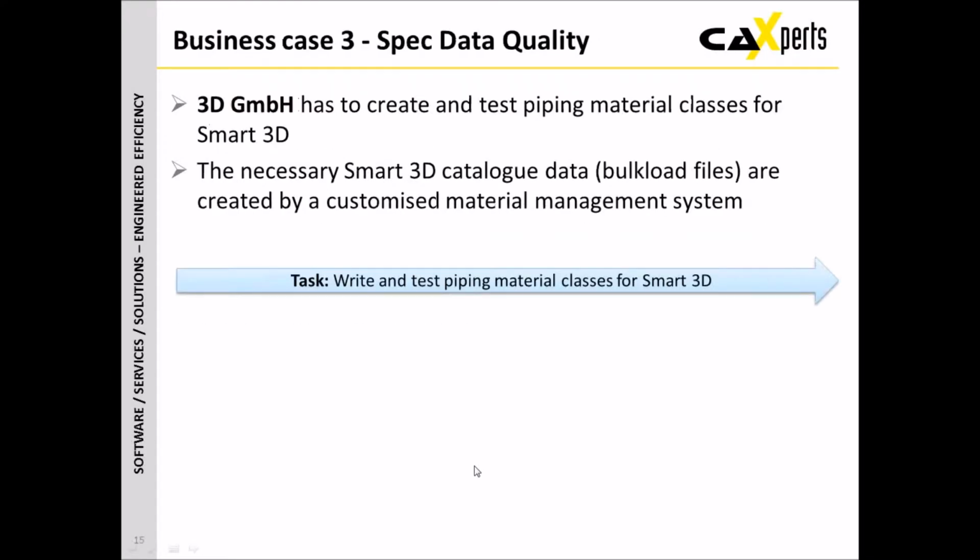Okay, so we did say it was going to be very quick, so as you can see we're flying over this. The next business case is really around spec data quality. So under this scenario, the 3D organization has to create and test piping material classes for Smart 3D. And the necessary Smart 3D catalog bulk load files are created by a customized material management system. So the task in this case is to write and test piping material classes for Smart 3D.